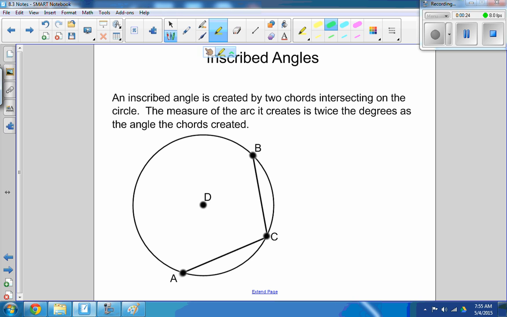So here we have two chords, AC and BC. They're intersecting each other. They create this arc. The angle measure of our chords intersecting each other, let's make up a number. Let's say this is 100 degrees. That angle, if you times it by 2, that gets you the measure of the arc. So that arc is 200 degrees.